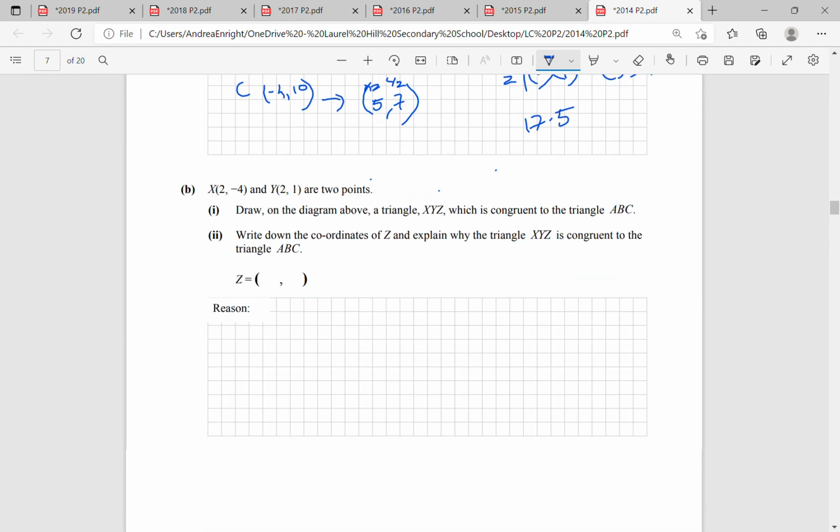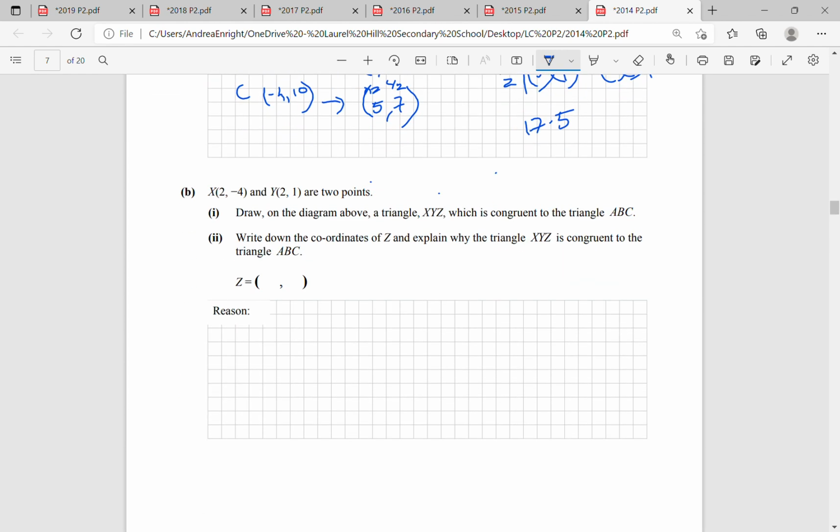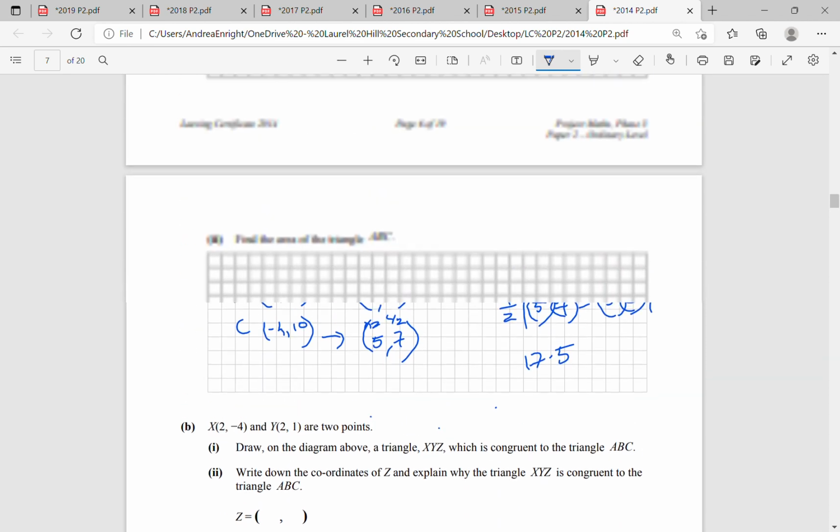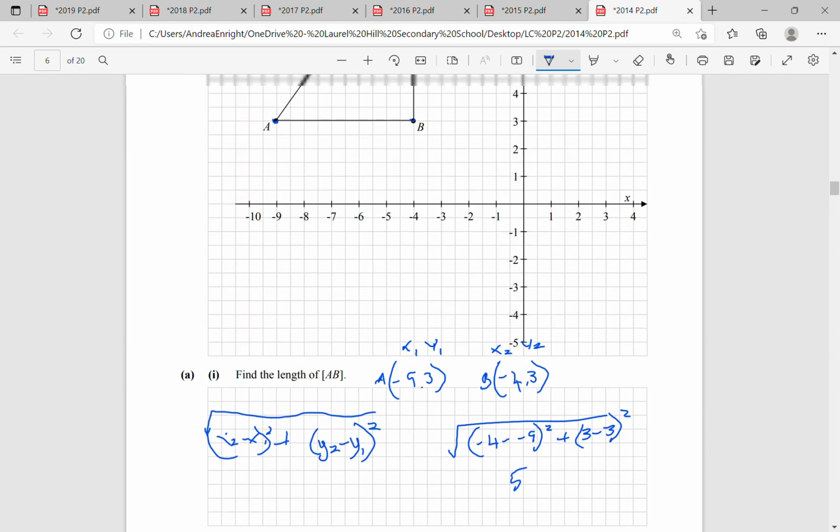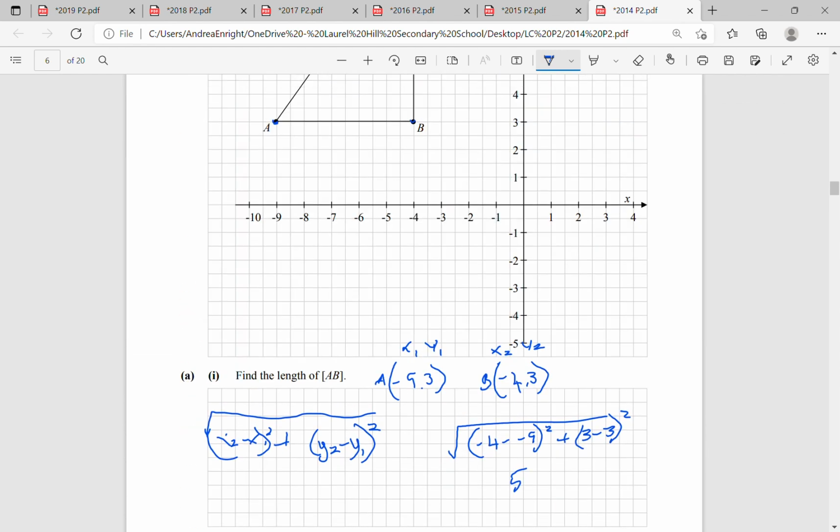The next one is x is 2 minus 4 and y is 2, 1. So 2 minus 4 and 2, 1. 2 minus 4 and 2, 1 is here.